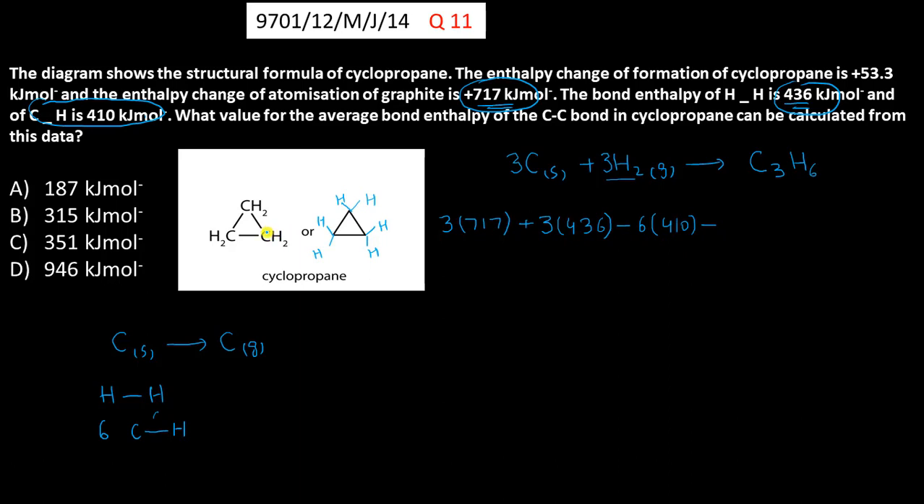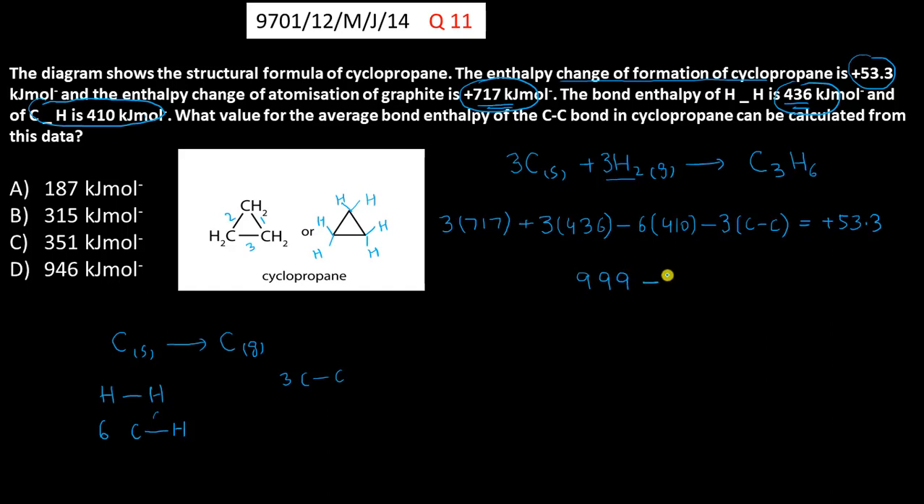And if we talk about carbon to carbon bonds, there are 1, 2 and 3 carbon to carbon bonds that are being formed in this reaction. So minus 3 carbon to carbon. Now this is what we have to find, and the total enthalpy change for this whole process would be equal to the enthalpy change of formation of cyclopropane that is given in this question, and it is plus 53.3.